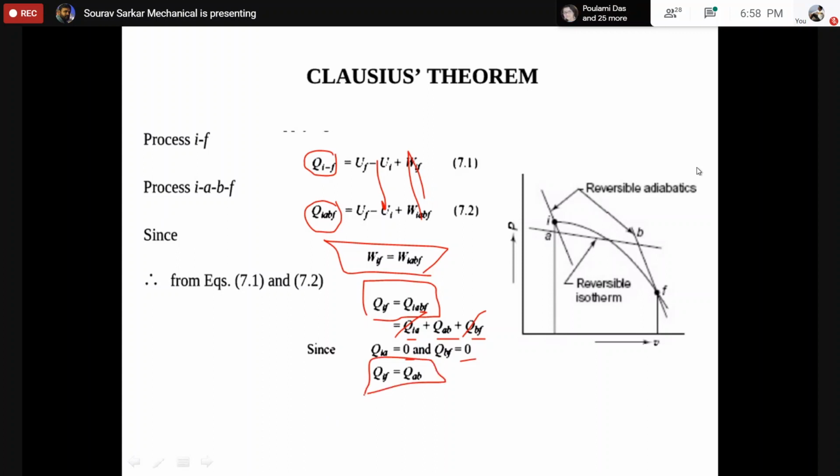So finally what I can conclude is that I can replace any process in the PV diagram by using a combination of three processes, which will have one adiabatic, one isothermal, and another adiabatic, in such a manner that the work transfer and the heat transfer during this process will remain the same.